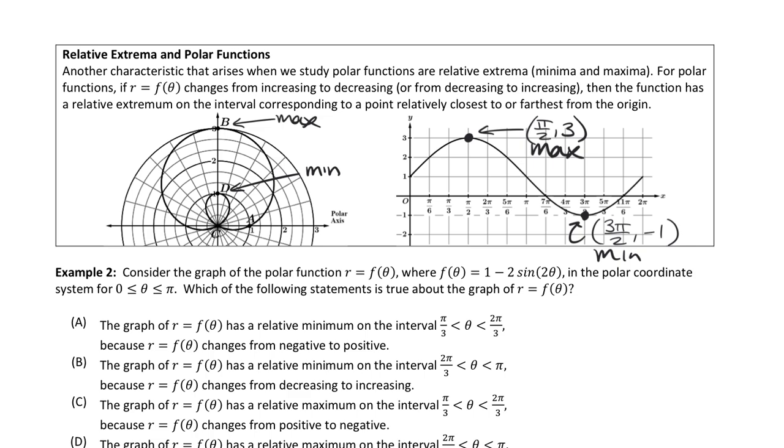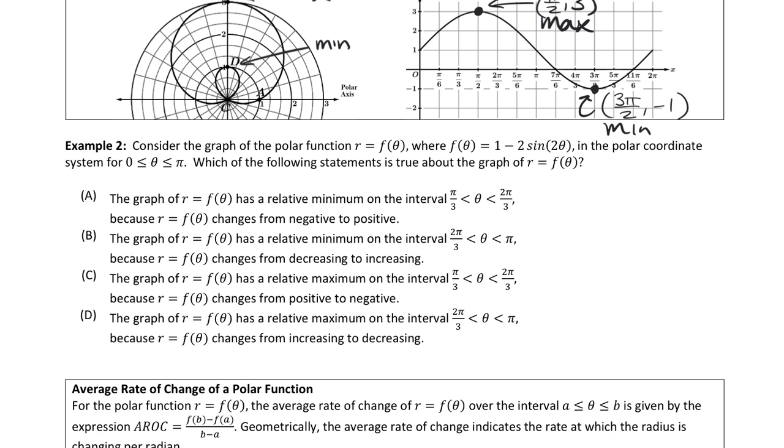Great. So here's a question that we might see. It says, consider the graph of the polar function r equal to f of theta, where f of theta is equal to 1 minus 2 sine of 2 theta in the polar coordinate system between 0 and pi. Which of the following statements is true about the graph of r equal to f of theta? I don't want to visualize what this looks like. This is on the non-calculator portion of the test. I can't use my calculator or Desmos to see what that polar function looks like. So instead, we're going to sketch 1 minus 2 sine of 2x.